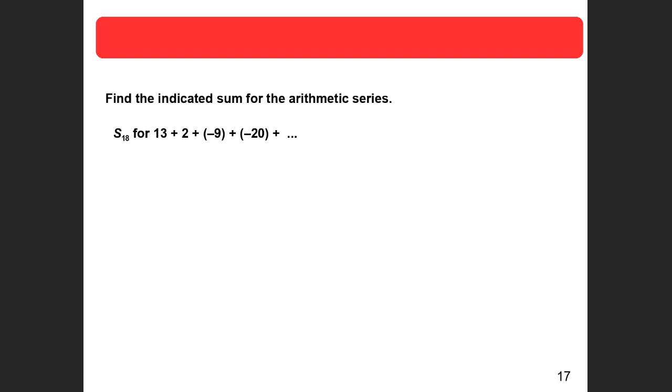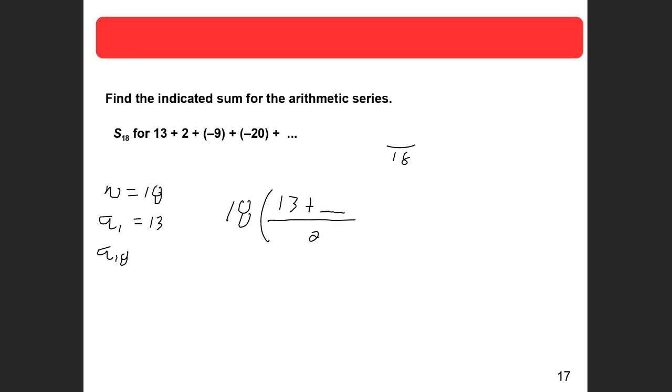So here it says find the indicated sum for the arithmetic series. S of 18. Oh no, we don't know the last term. We don't know the 18th term here. Okay, so now it's going to take a little bit of work. So I know n is equal to 18 here. I know a sub 1 is equal to 13. I don't know what a sub 18 is. So I can set up my formula. So this is going to be 18 times (13 plus, I don't know what that is) divided by 2.